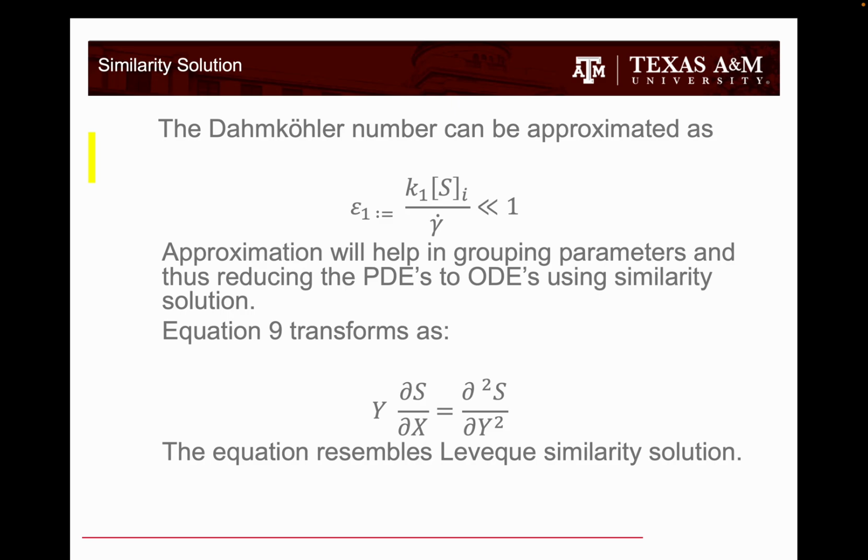We also assume that the forward reaction of the intermediate and product is faster because the intermediate is assumed to be short-lived. So we can neglect all the terms that are associated with intermediate concentrations. Now, after applying those approximations, we get the main equation as this, and this resembles the Leveque similarity approximation solution.